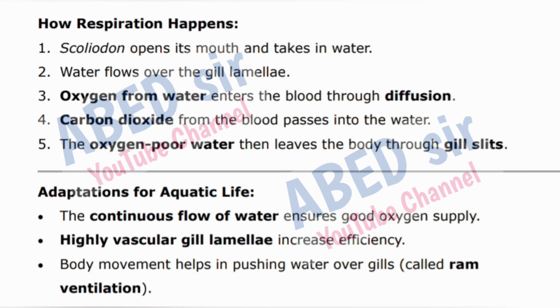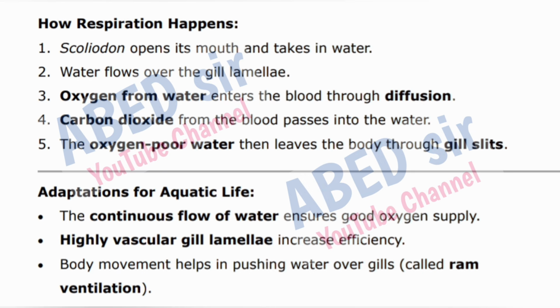How does respiration happen? 1. Scoliodon opens its mouth and takes in water. 2. Water flows over the gill lamellae. 3. Oxygen from water enters the blood through diffusion. 4. Carbon dioxide from the blood passes into the water. 5. The oxygen-poor water then leaves the body through gill slits.